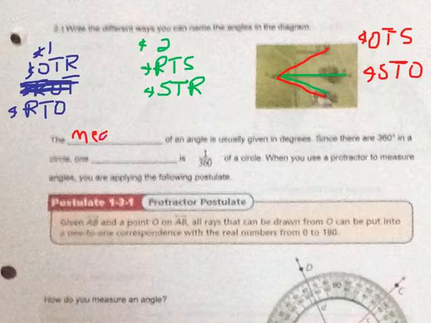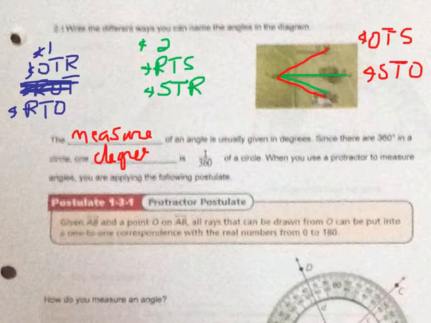The measure of an angle is how big it is, how many degrees it is, usually given in degrees. In trig, we learn how to do it in radians. Maybe by the end of this year, depending on how fast we go, we might end up doing that, but it would be at the very end. I doubt we'll get to it. Since there are 360 degrees in a circle, 1 degree is 1 over 360 of the circle.